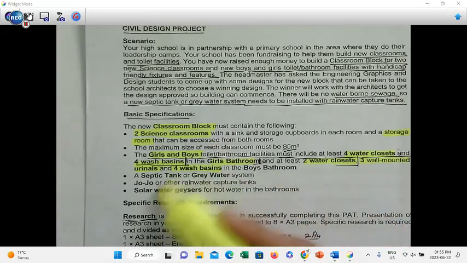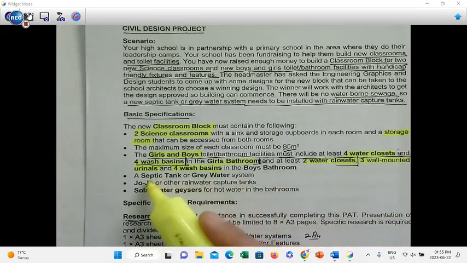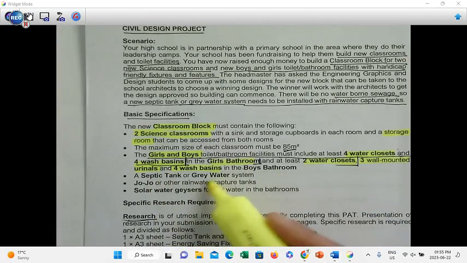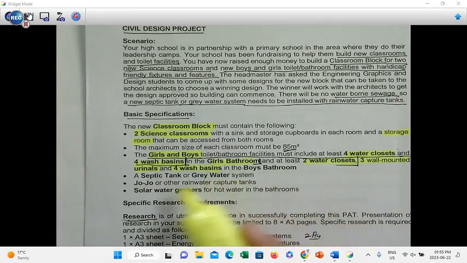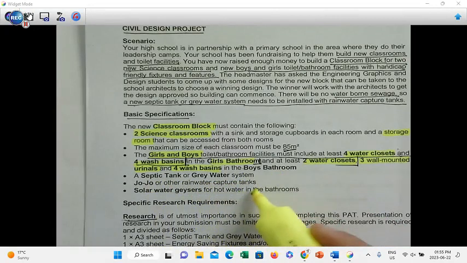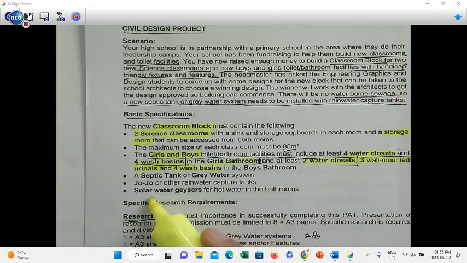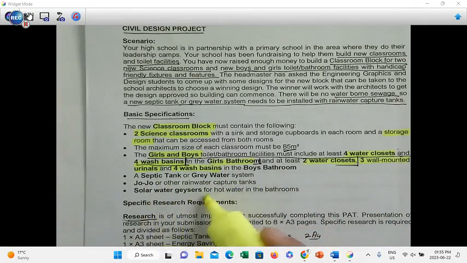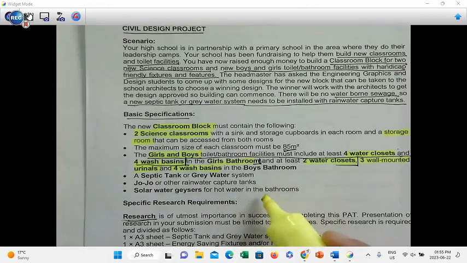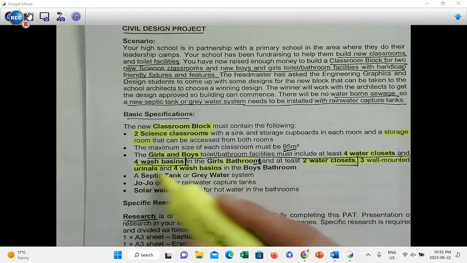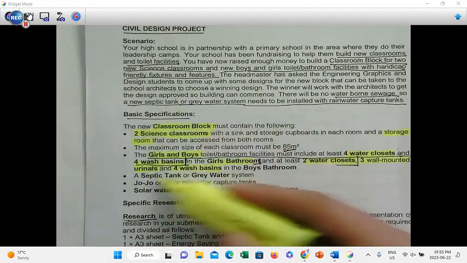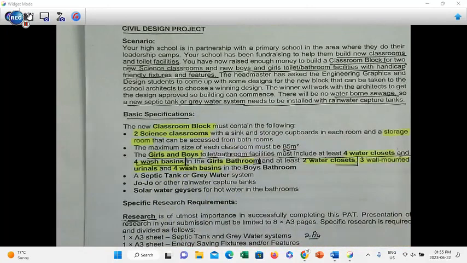Of course, there is no formal piping system, so a septic tank or grey water system will be used. There should be a JoJo tank or other rainwater capture tanks available. Then there should be a solar water geyser for hot water in the bathrooms. These are additional items that will be added, but those would impact on your design.